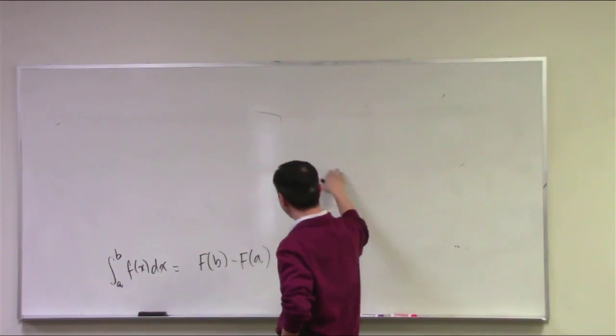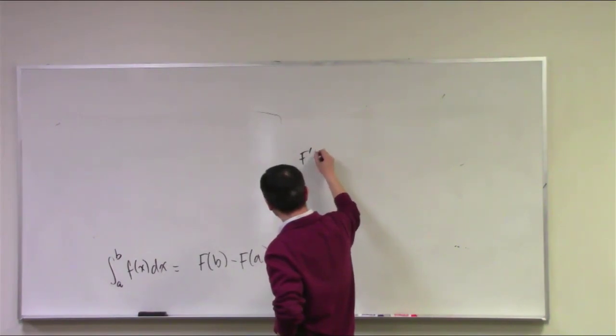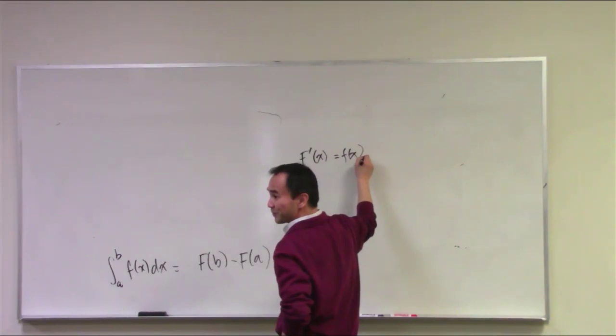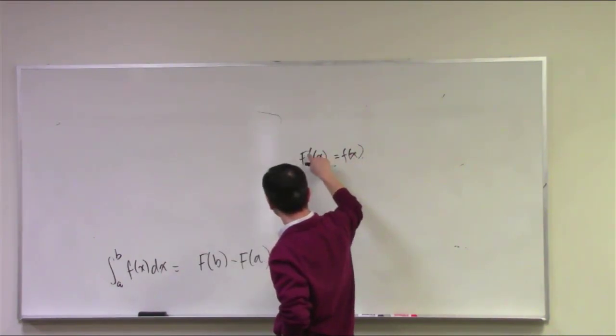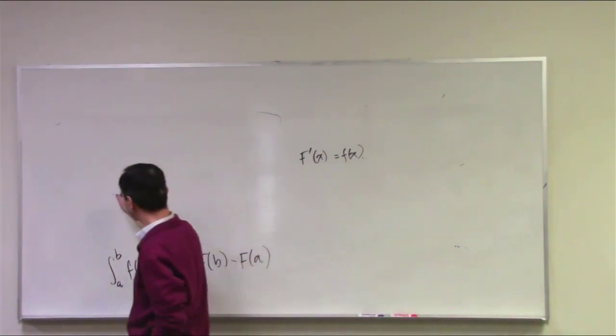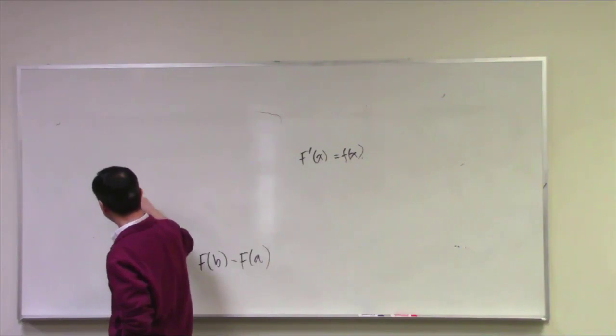But now the primary thing is that you have to understand the relationship between capital F and F is that capital F prime equals F. Or in other words, F here is the prime of capital F. So another way of seeing it is, right from the beginning, you can just state this theorem as capital F prime of x.